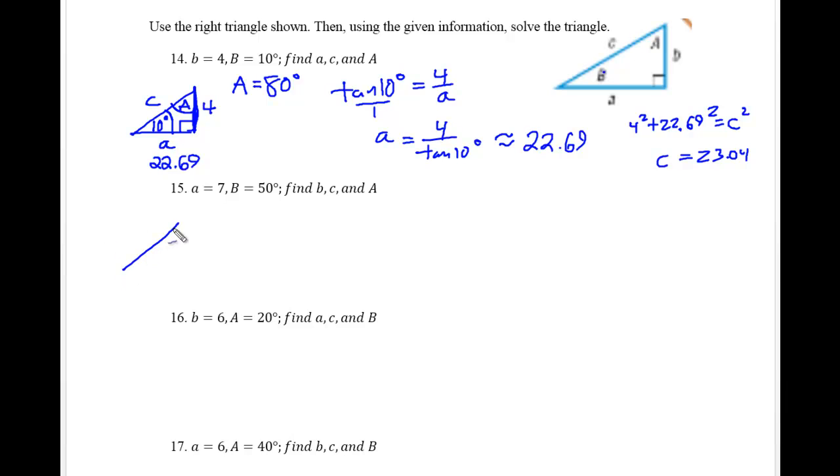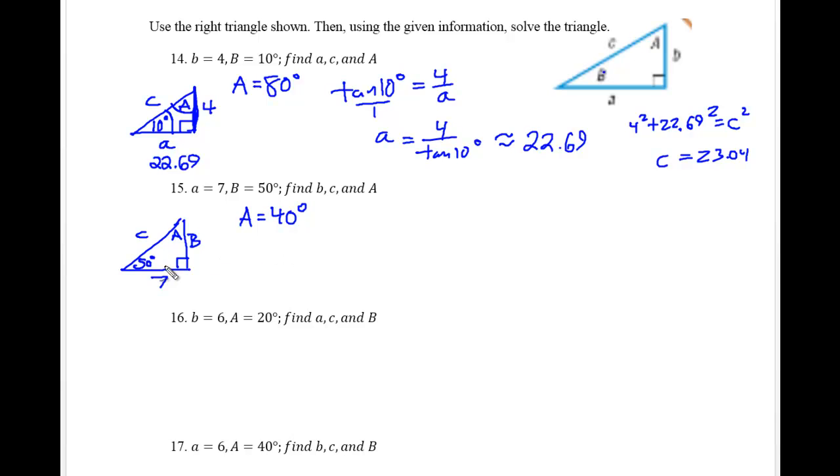All right, for the next problem, we're still using the same picture as up above. In this case, we know angle B is 50 degrees instead of 10 degrees, and we know side A, which is 7. So we need to find our missing angle and our 2 missing sides. Our missing angle is pretty straightforward. It is going to be 40 degrees, because 40 and 50 and 90 make 180.